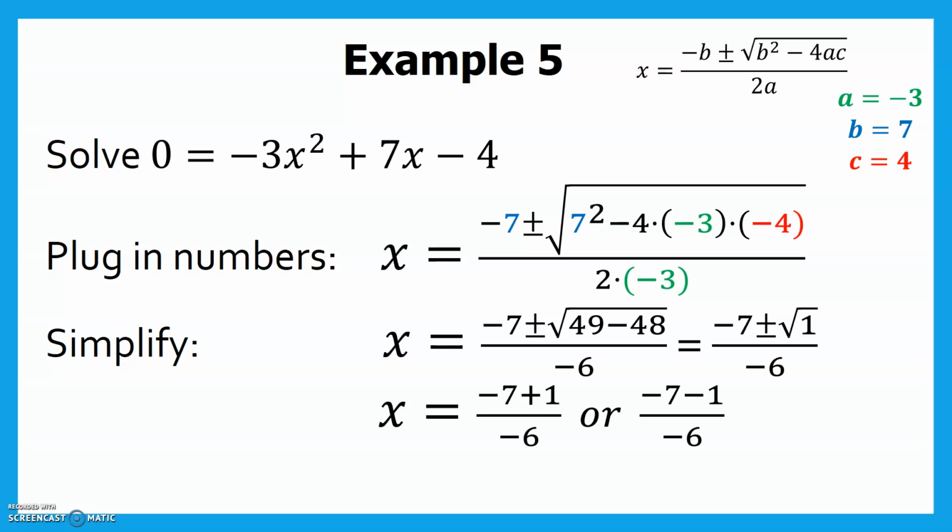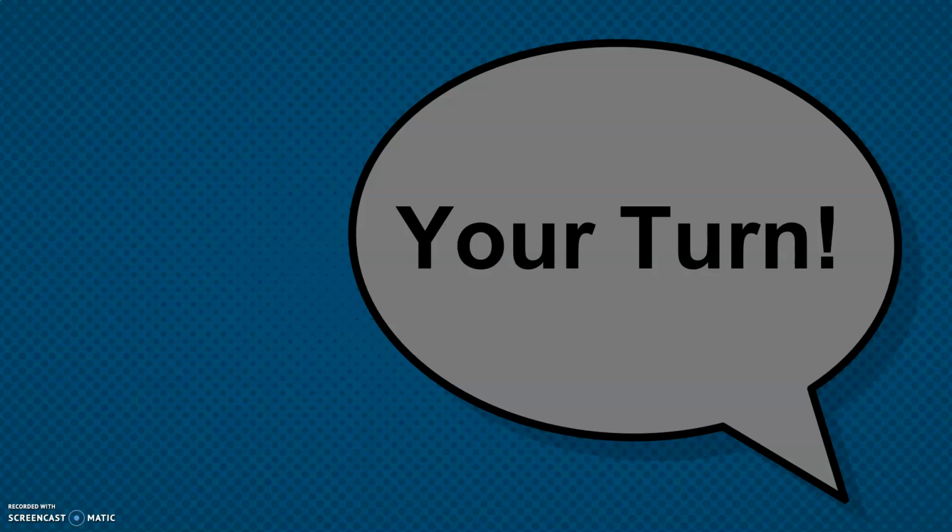I put that into my two answers. I have -7 plus 1 over -6 or -7 minus 1 over -6. Put those in your calculator and do the math, and you get x either equals 1 or 1.33. So again, we're just plugging in numbers, chugging out an answer, the plug and chug method.